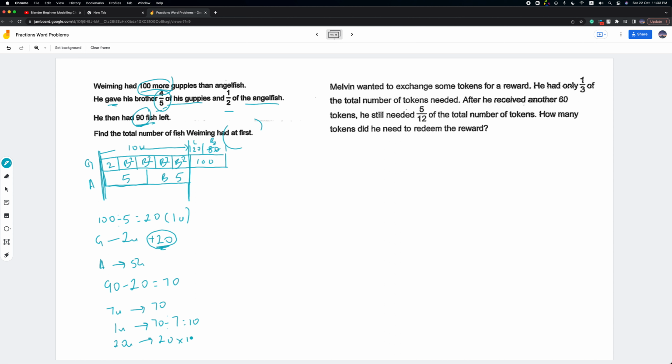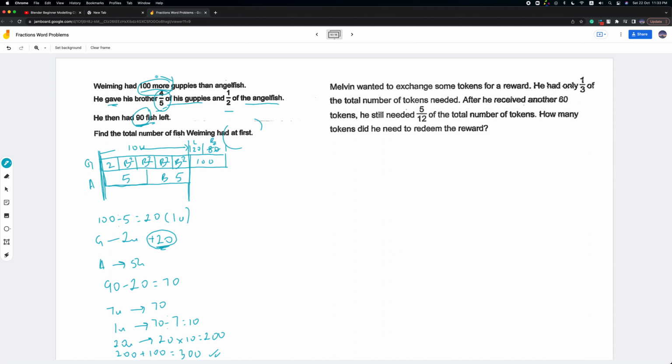20 times 10 equals 200. But we are not done because remember, for the guppies, there's another 100 there. So 200 plus 100, that will give us 300. So this is our answer. Okay, so this is a common question. It's good to understand how to solve the model.